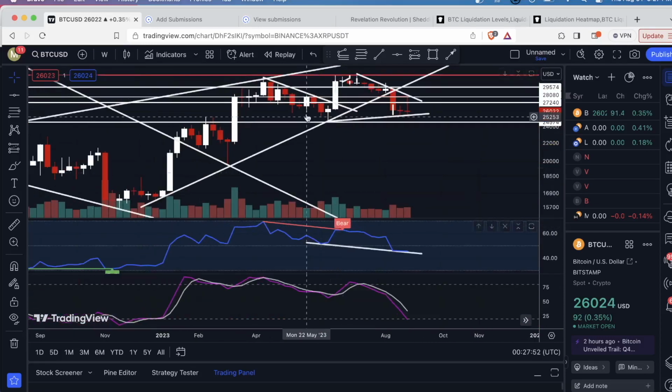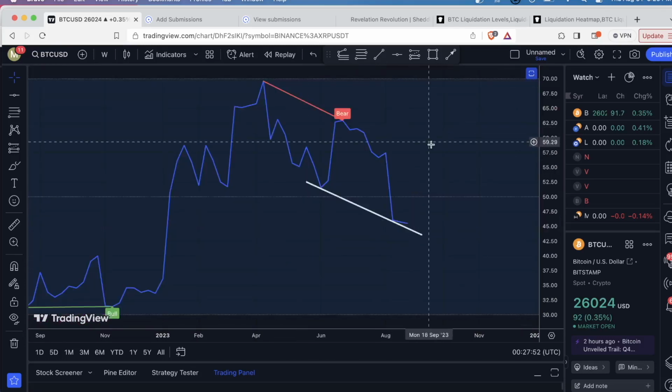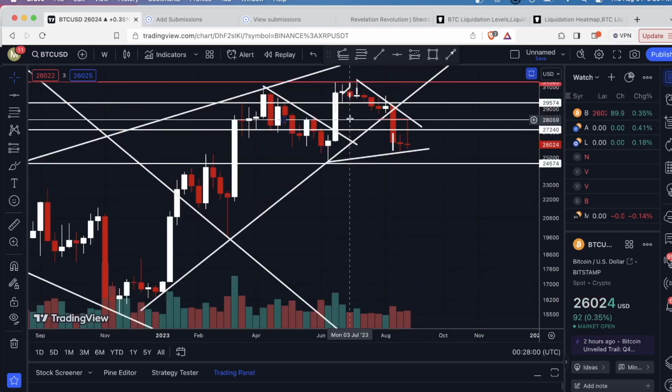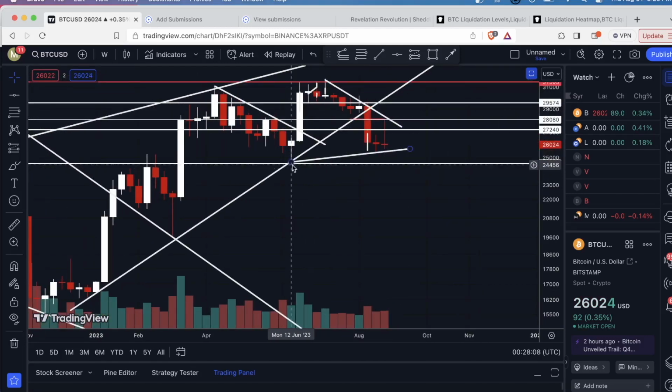Bearish divergence was showing, so we had a high, then a higher high on the oscillator. We had a high, then a lower high. So there was some bearish divergence. Okay, so from there we broke out of the rising wedge and came down.